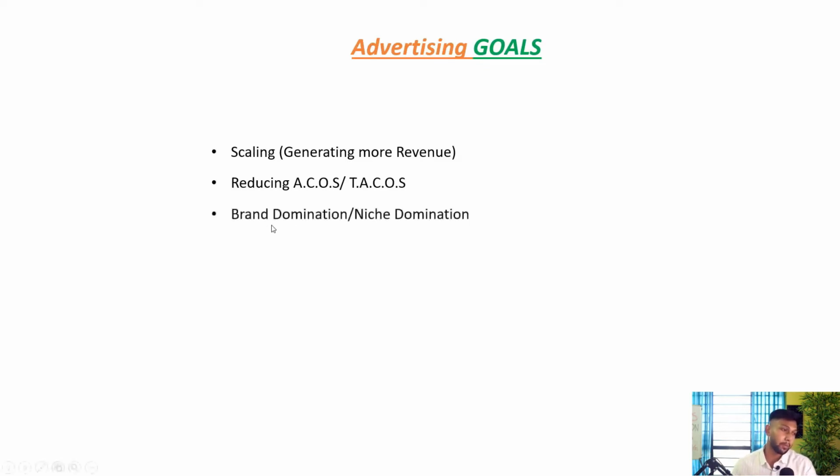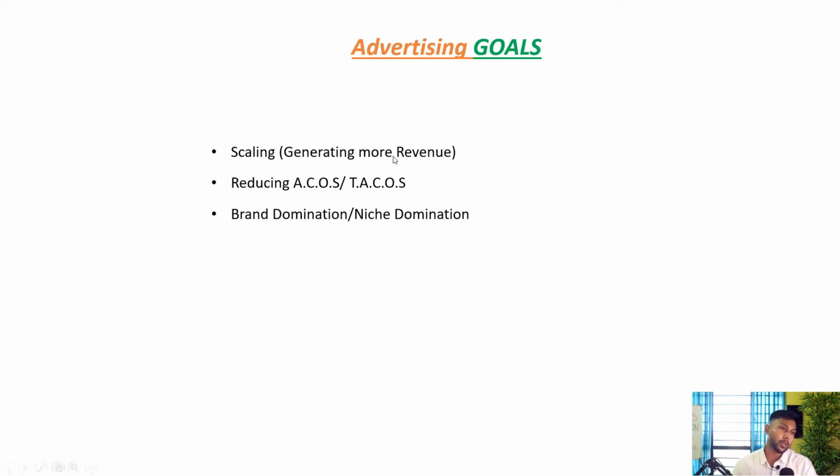Now, brand domination will be the third point. The third point will be brand domination / niche domination. Now, we will cover this strategy. I also call it omnipresent. We will also cover these strategies in later training days. Now, the third point, write down third goal of advertisement will be brand domination / niche domination.